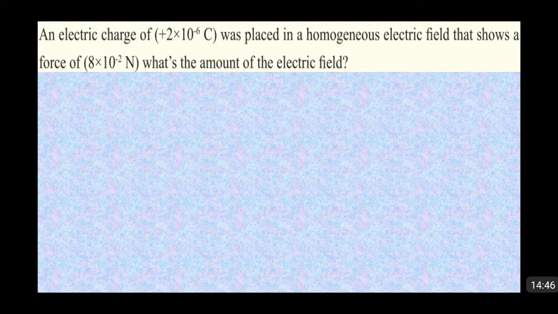Let's continue. Example 2. An electric charge of positive 2 multiplied by 10 power negative 6 coulomb was placed in a homogeneous electric field that showed a force of 8 multiplied by 10 power negative 2 Newton. What is the amount of the electric field?